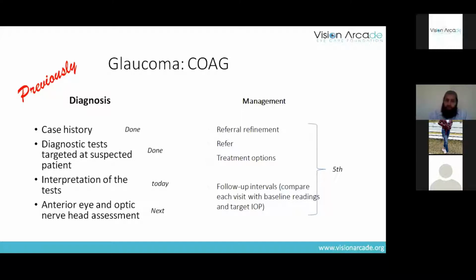So don't think that what I'm telling you today is a complete interpretation of our results, but it is sort of splitting the lecture in two different sessions. One is the interpretation of the test that we get from the machines, and then the anterior and the optic nerve head assessment in the next session, hopefully in a few months' time. And then the last session would be about the management. And that small statement at the bottom: in glaucoma, if there is no progression, there is no disease.